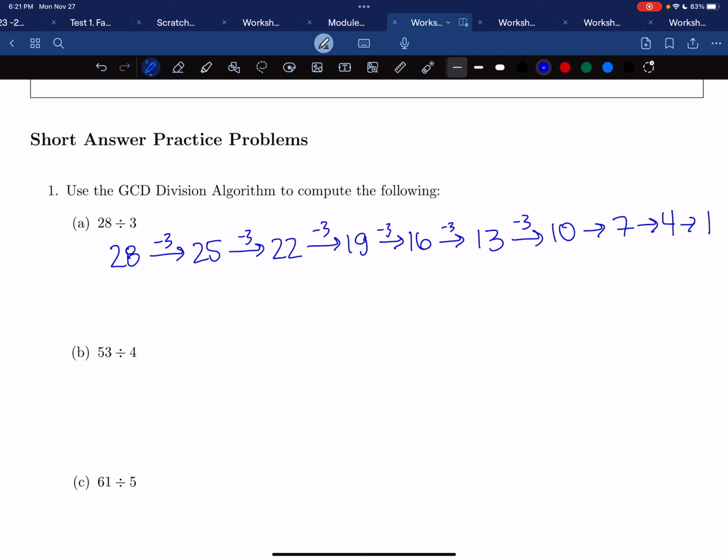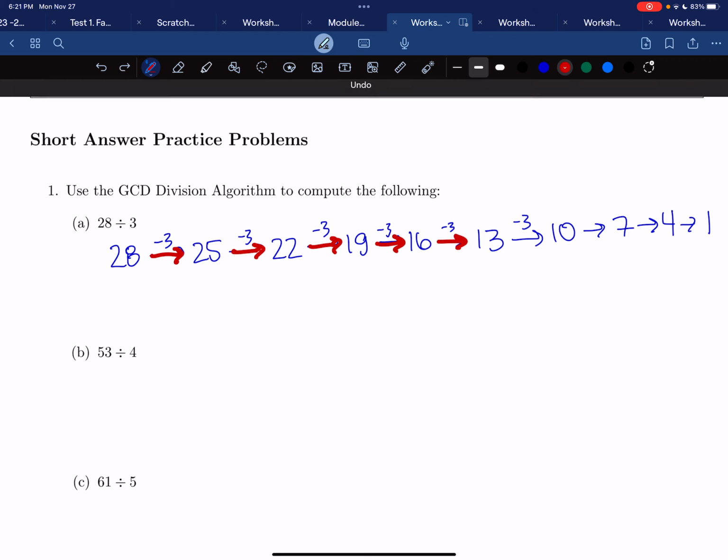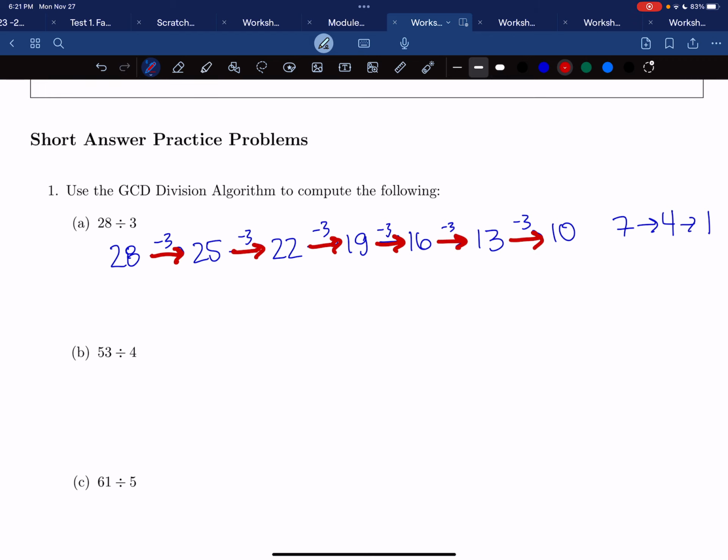And what we'll see, if we take a look at what we've done, is that we've made this subtraction 1, 2, 3, 4, 5, 6, 7, 8, 9 times. So that's 9. And at the end, we just kept going until we had 1 left over. And the idea behind this is that we can now say that 28 is equal to 9 times the 3 that we subtracted, plus 1.